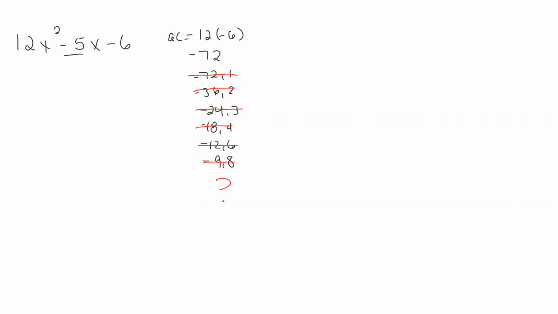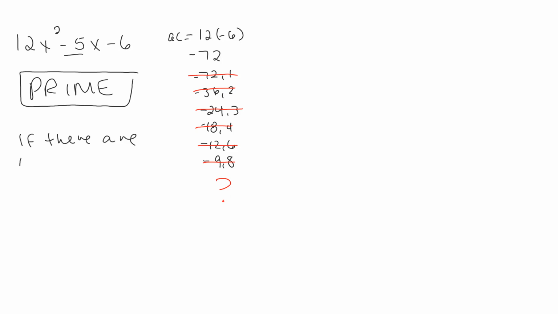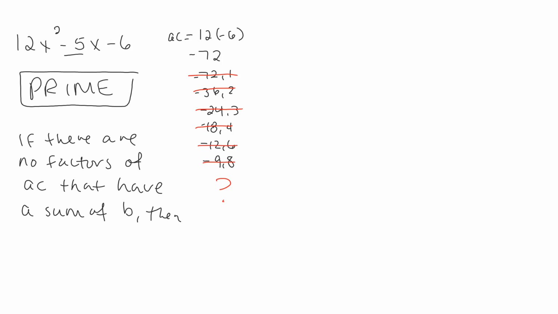So what do we do? Well, we would say that this is prime. Remember prime polynomials? If there are no factors of AC that have a sum of B, then we say the trinomial is prime.